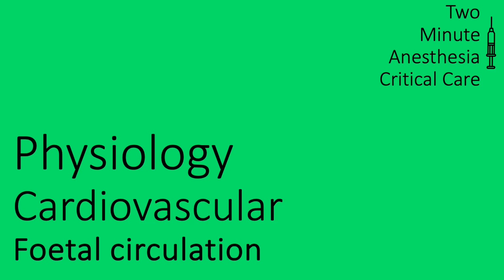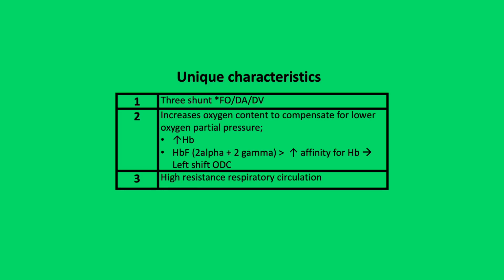Assuming anaesthesia in critical care, we will cover the key topics surrounding fetal circulation. Firstly, the differences with the adult circulation, we'll describe the fetal circulation, and finally cover the transition at birth. The fetal circulation has three unique characteristics. Firstly, the presence of shunts: the foramen ovale, the ductus arteriosus, and the ductus venosus.